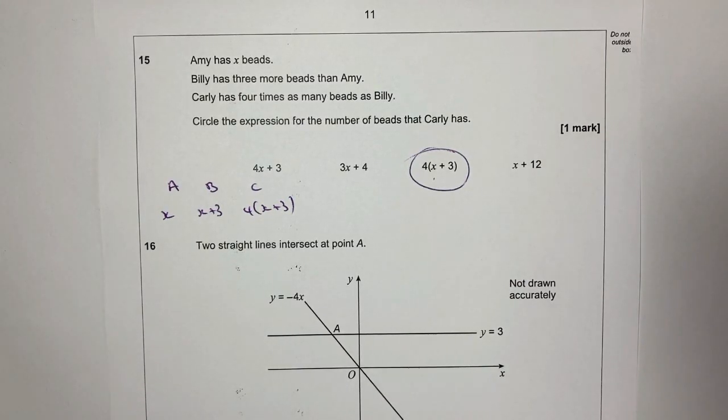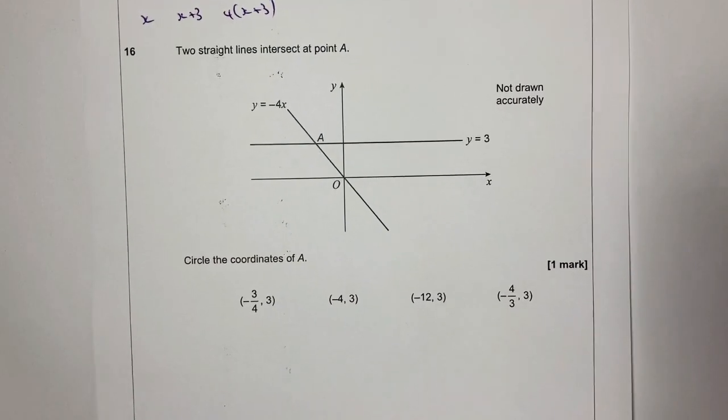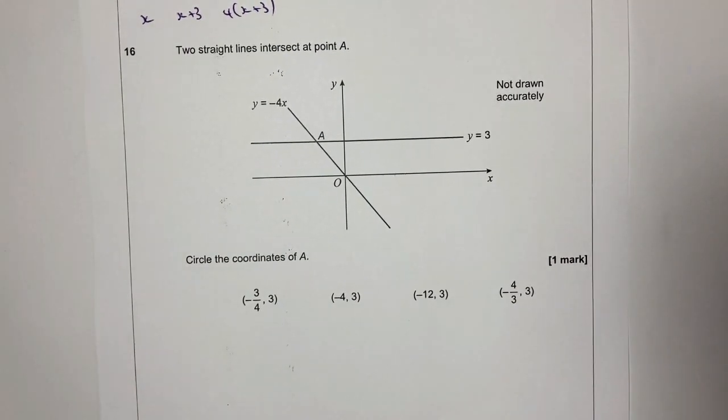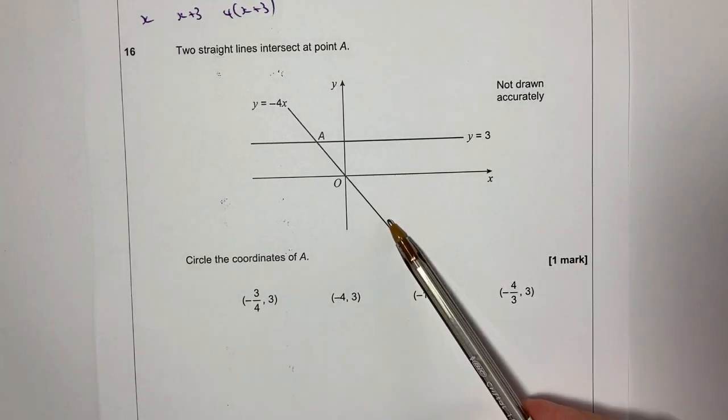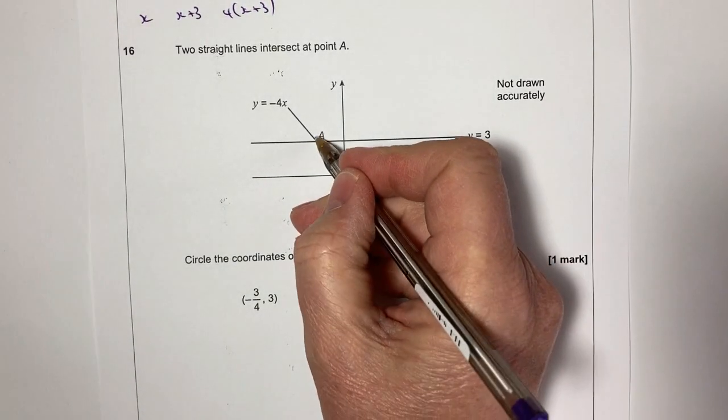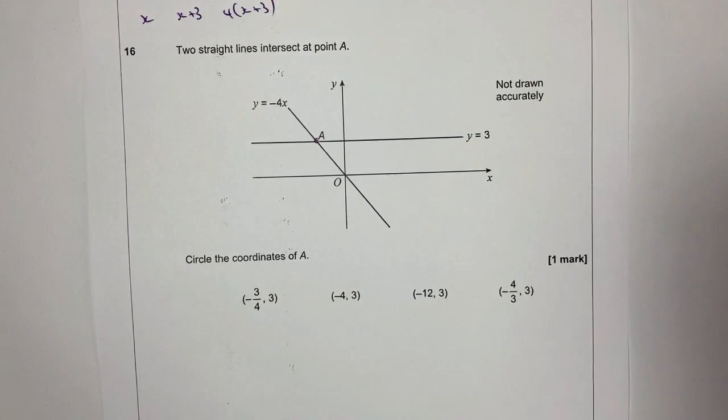So number 16 then. Hopefully please do stop the video, have a go at each of these questions, then compare your solutions. Number 16, 2 straight lines intersect at point A. So this is one of the straight lines, y equals minus 4x, and this is the other one, y equals 3, and it intersects at that point. That's point A. Circle the coordinates.